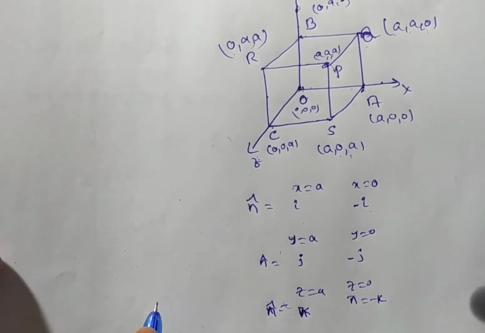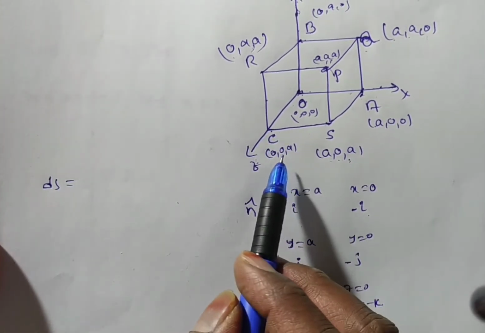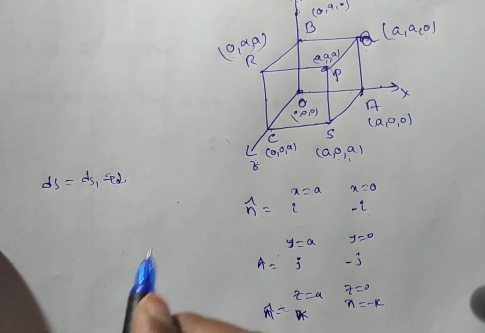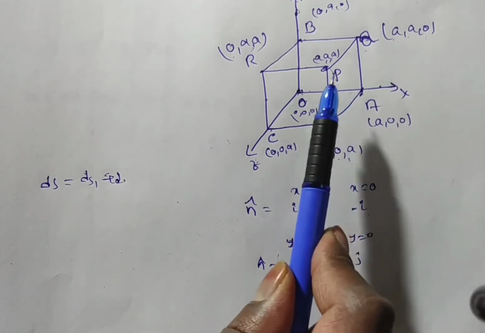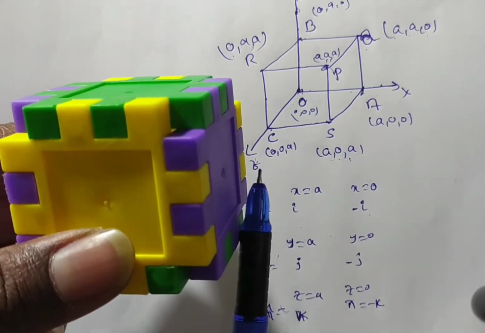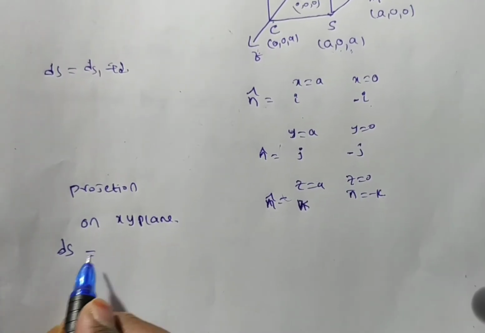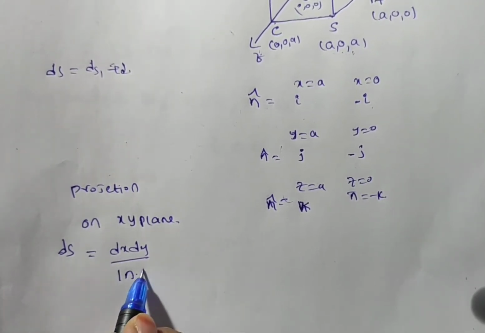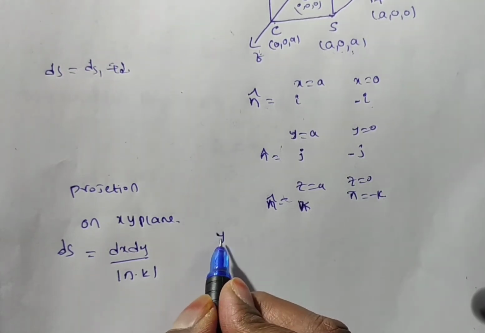Now we have to find out ds. How many surfaces are there? 6 surfaces, so ds1 plus ds2 plus ds3 and so on we have to do. First coming to the surface AQPS, now this side we are doing along the x-axis. First we will do here, next here. Projection on the xy plane, we have dx dy by mod n bar dot k. This is the first case.